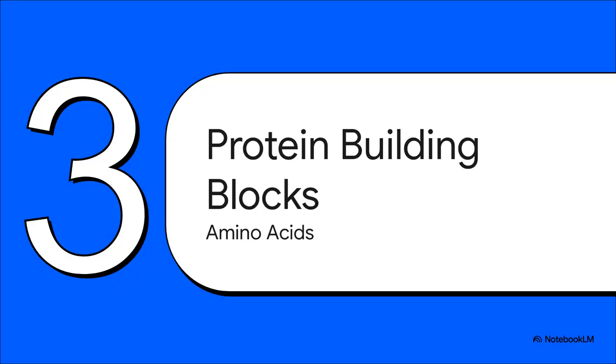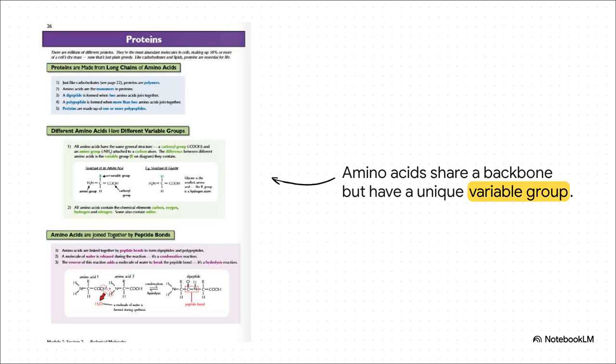Moving right along to Section 3, the protein building blocks. Okay, we have the environment, we have the energy, now let's build the dynamic workers of the cell. Every single protein worker in your body is made up of simple monomers called amino acids. Look at this basic structure. They all share the exact same backbone, an amino group on one side and a carboxyl group on the other.